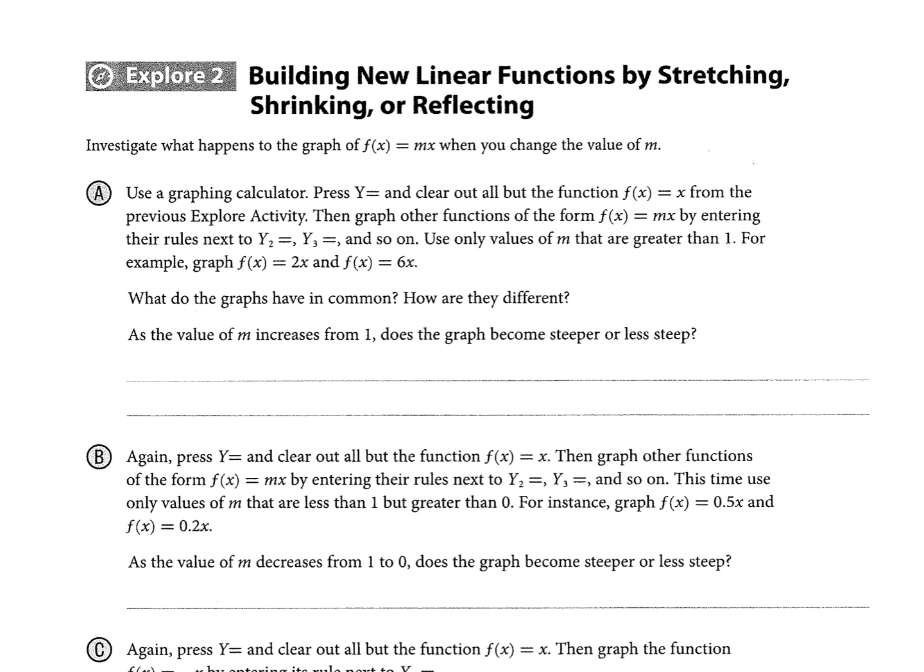Now we are going to put in a function that has a slope other than 1. So it says use only values of m that are greater than 1. So we can just use the two examples that it gives us. We'll type in 2x, and then in y2 we can type in 6x. And then if you hit the graph button on the right side, it shows us the two graphs. These both have the same y-intercept, but they have different slopes.